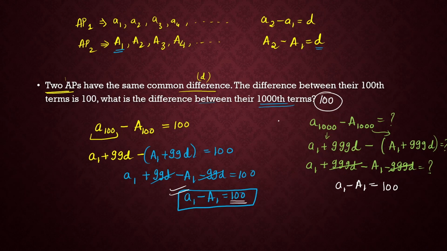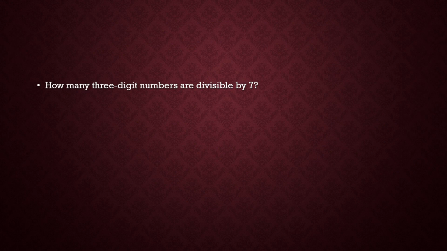That's a very simple question. Now let's move on to the next question. How many three-digit numbers are divisible by 7? This is a similar question. We have already solved this type of question, I guess, how many two-digit numbers are divisible by 3. Now, three-digit numbers, from where do they start? They start from 100, 101, 102, and it goes on up till 999.